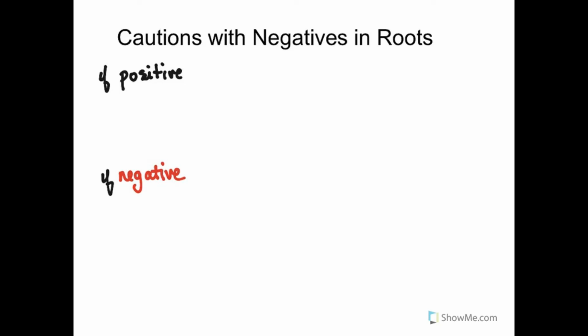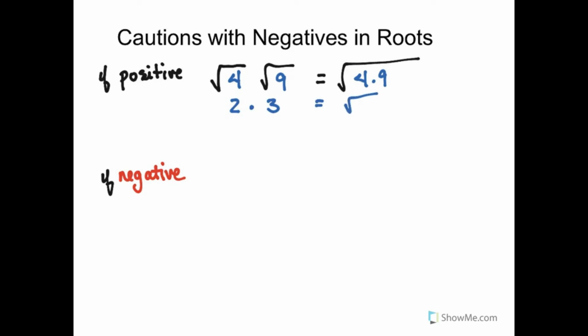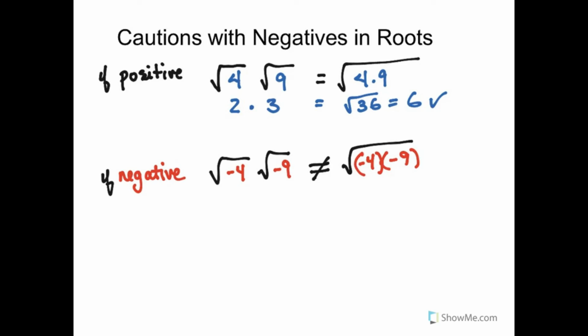You might recall a rule that we've used before. If we're multiplying two roots, that's the same as multiplying the numbers inside of one root. And it works out great. The square root of 4 is 2, and the square root of 9 is 3, and the square root of 4 times 9, which is 36, is 6. And that's all true. But if those numbers inside the roots are negative, that rule doesn't hold anymore.